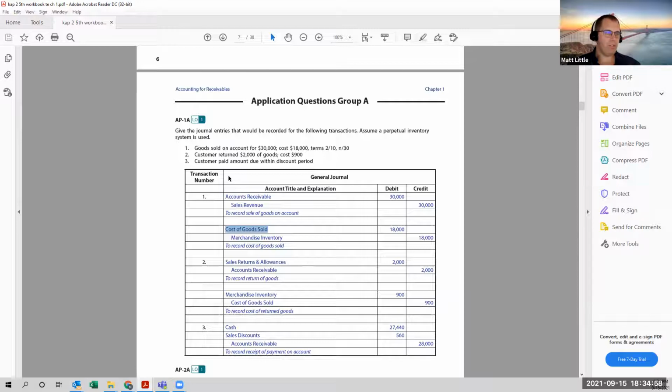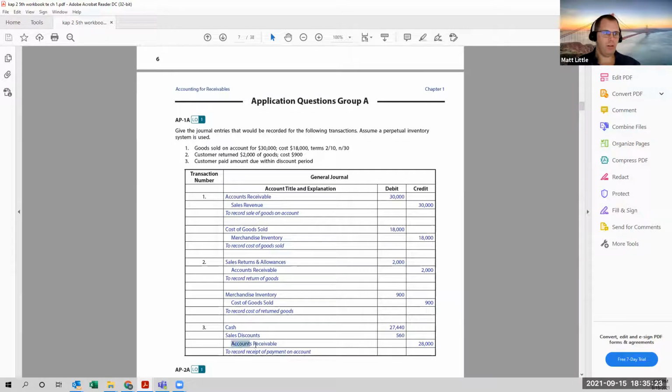The third question in here says to record the fact that the customer paid the amount due within the discount period. So if you look back at number 1, we had terms of 2/10, net 30. So if you recall from a previous term, that means they get a 2% discount if paid within 10 days, or the net amount of the transaction is due in 30 days.